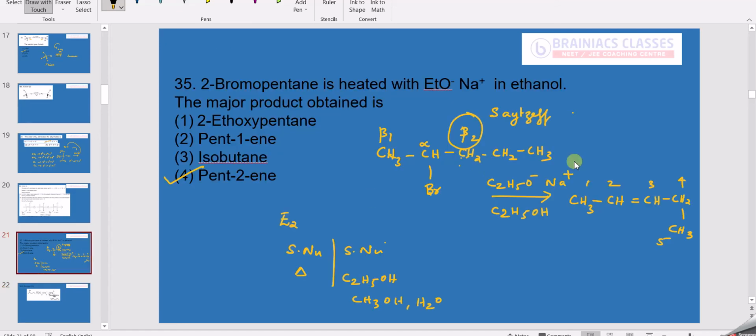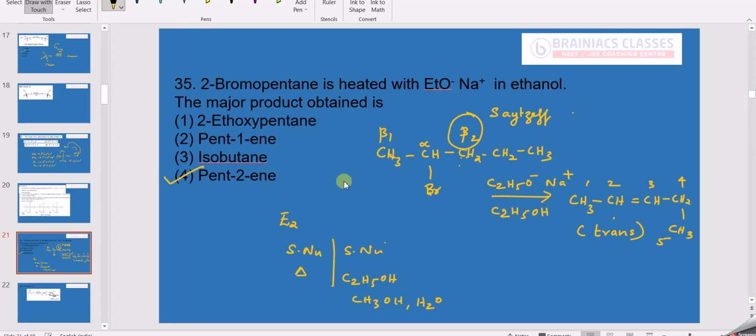Clear? And if you clearly ask, I can say this should be trans-pent-2-ene, which is more stable. In some questions they may say cis, but trans is more stable than cis, to avoid steric hindrance. Is this clear for everyone? Hello?